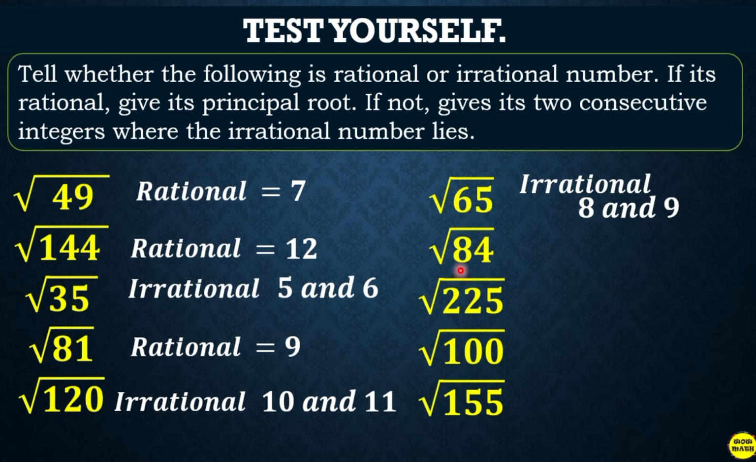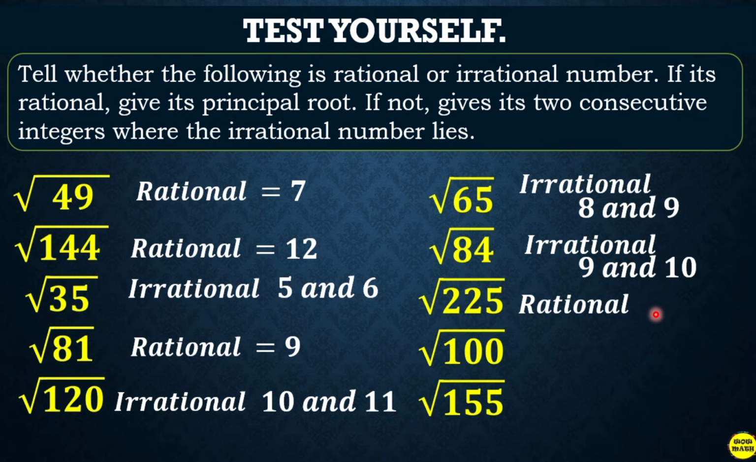Okay. Square root of 84. This is also irrational. So, irrational, nasa gitna siya ni square root of 81 and square root of 100. Okay, so that is, square root of 81 is 9. Square root of 100 is 10. So, yan, 9 and 10. Next, 225. This is a perfect square. So, that is rational. And the principal root is 15. Square root of 100. This is also rational. And the principal root is 10.